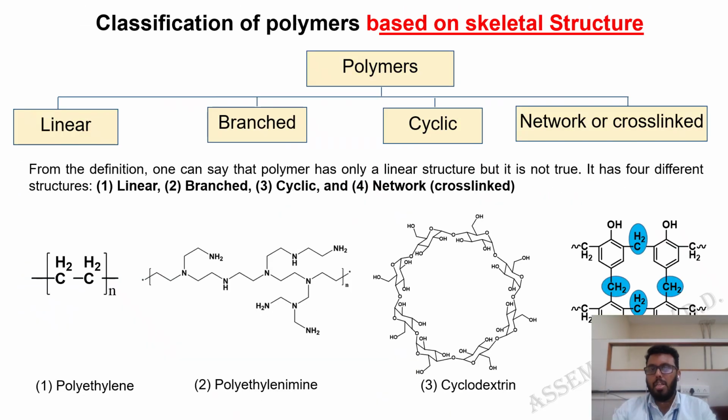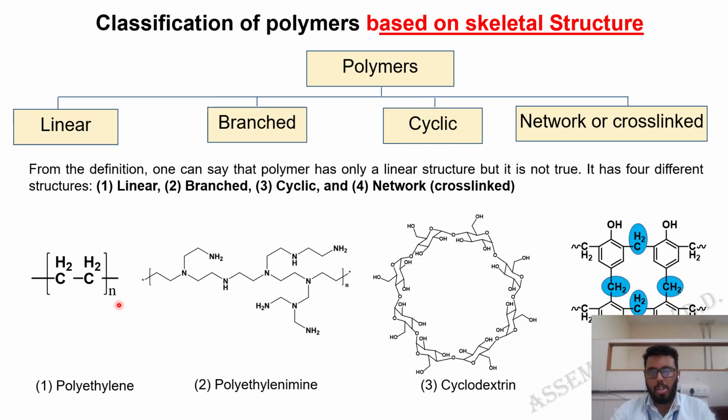And now we are done with the classification of polymers based on their origin, right? Now let's move on to the classification of polymers based on skeletal structure. So how can you classify the skeletal structure? Either the polymer can have a linear chain, or it may have a branched chain, or it can have a cyclic structure, or a network or cross-linked structure. These are the four types of polymers which we can classify based on their skeletal structure.